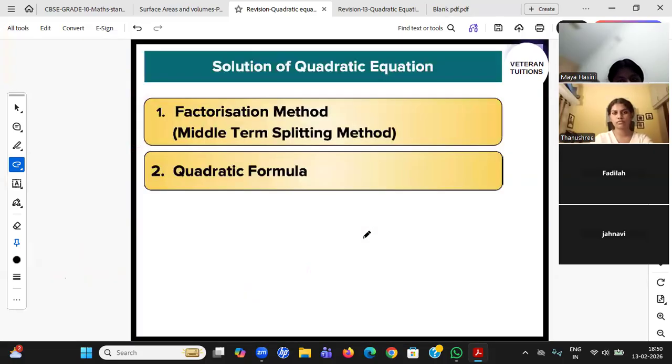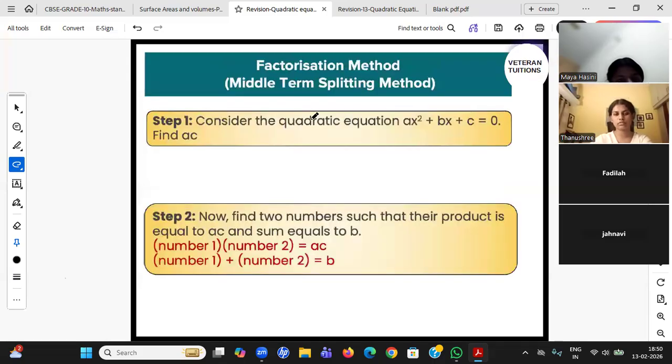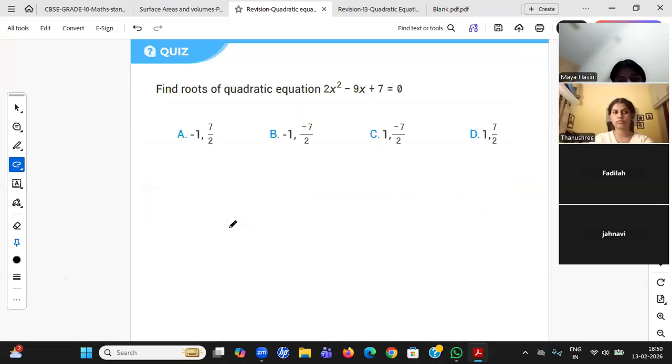Okay. So what is the factorization method? It is nothing but the middle term splitting method. We have done it for many months, students, so there is no requirement for me to explain. We'll directly go with one question and we'll end. Find the roots of the quadratic equation 2x square minus 9x plus 7 equal to 0, beta.